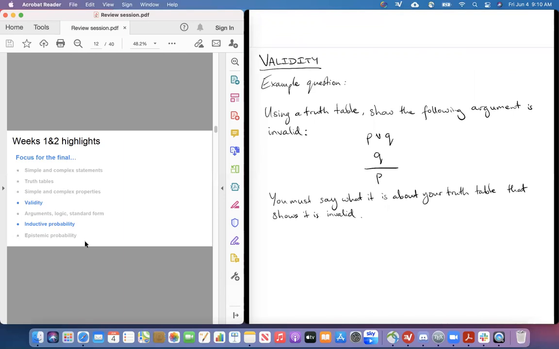And then you are directed to say exactly what it is about your truth table that shows this argument to be invalid. So we're going to pause for around 5 minutes or so. I want everyone to have a go at this question on their own. After 5 minutes has passed, we'll come back together and I will go through the solution on the screen. We'll come back together at about 9:15. I'm going to pause the recording.